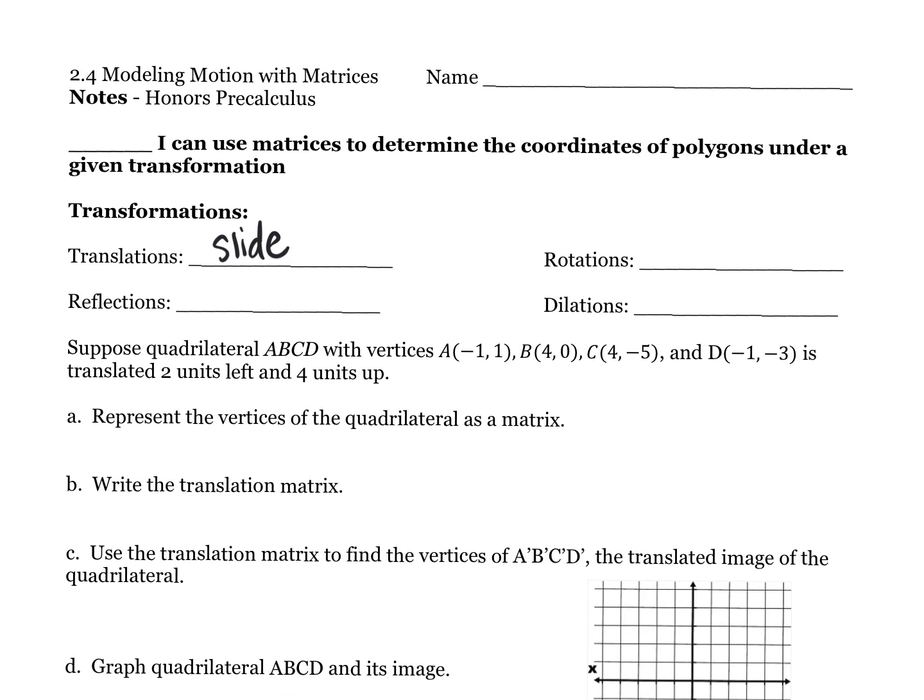Translation's a slide. It can go left, right, up, or down. What about a rotation? It rotates. Yeah, it rotates. Okay, we can't use the word in the definition, Bob. Rotation, how about you? Spins, flips.